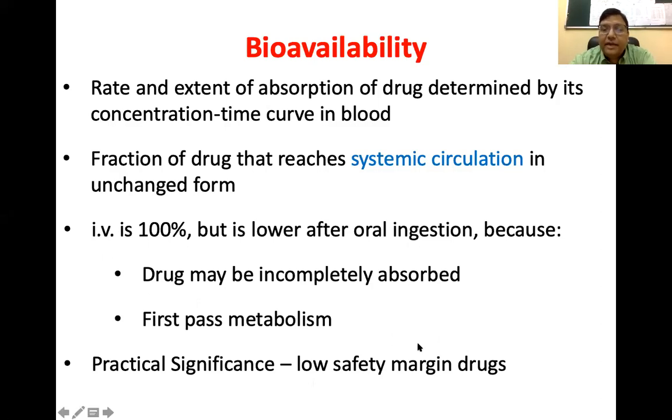But this becomes more important for the drugs which have a narrow safety margin. That means a small increase in the bioavailability will cause toxicity.